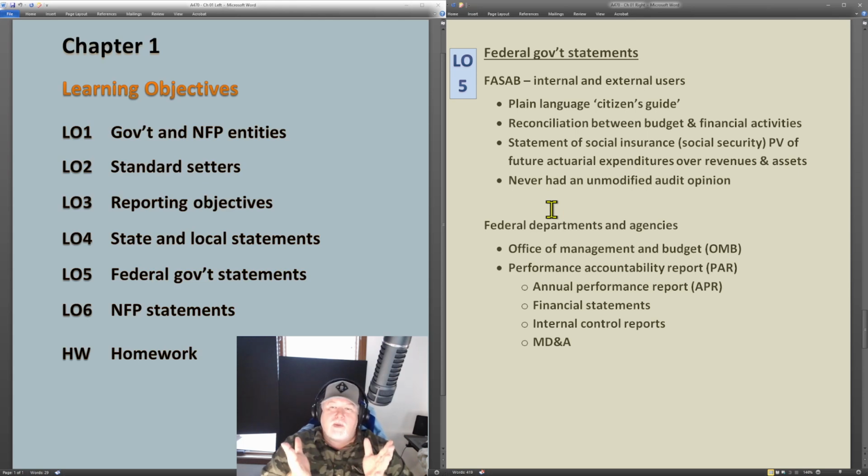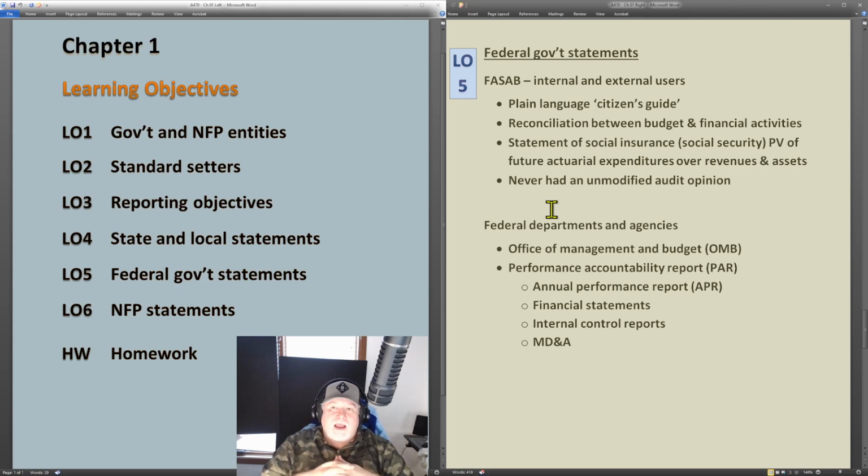But remember that the governing body, the standard setter for the federal government, and only the federal government, is the FASAB. And remember, their reporting objectives are for internal and external users. Now, what sort of things go in there? Well, because this is for the citizens at large in the U.S., they have a plain language citizens guide on how to read the budget. Now, believe you me, even with that guide, it's probably still very difficult to wade through the density of all of that information that comes out.